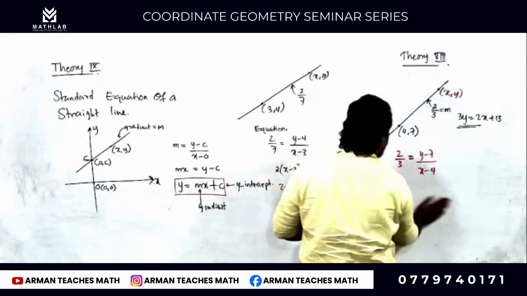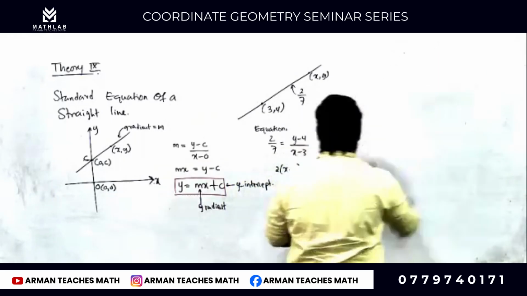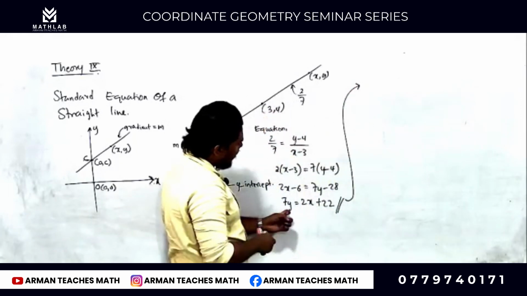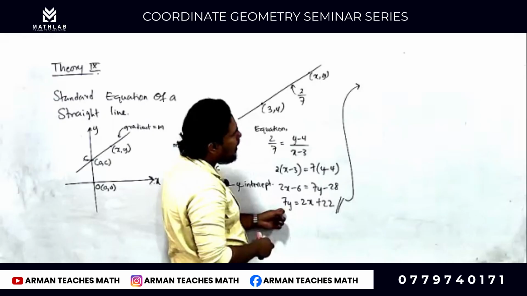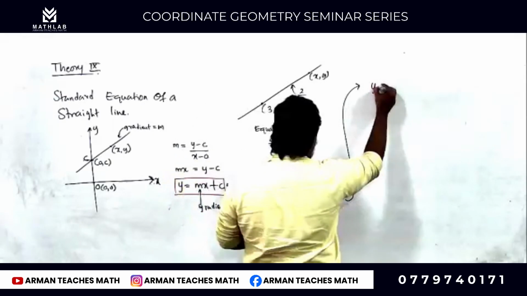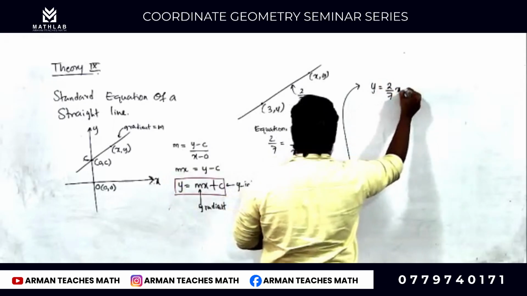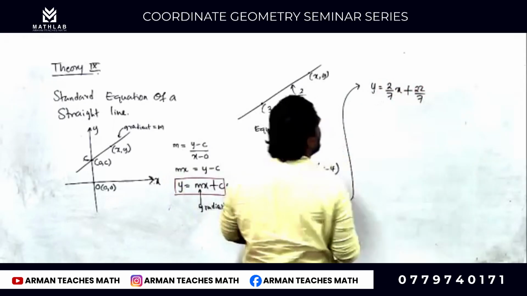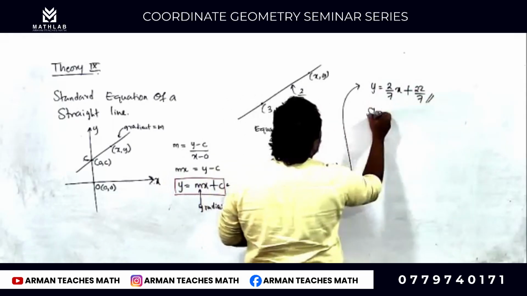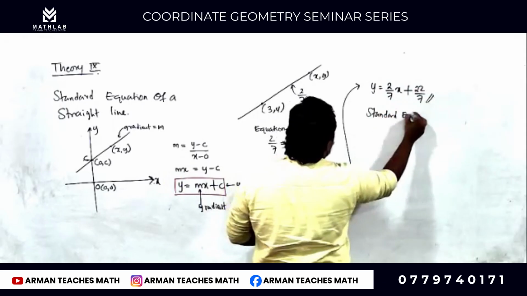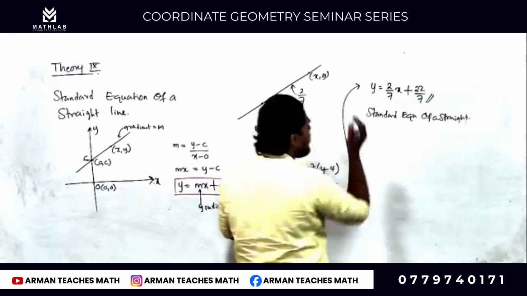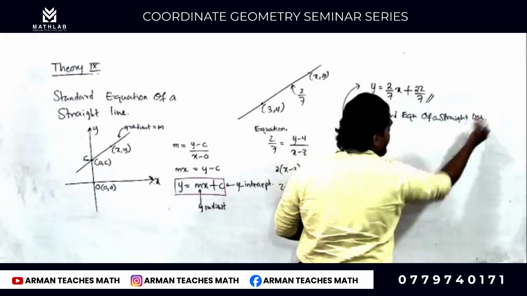If we want the standard equation of a straight line, what do we do? Divide both sides by 7. Why? We need to make the coefficient of the y term as +1. So we will get y equals 2/7 times x plus 22/7. So this is what we call the standard equation of a straight line. This is one of the forms that we can present the standard equation of a straight line.